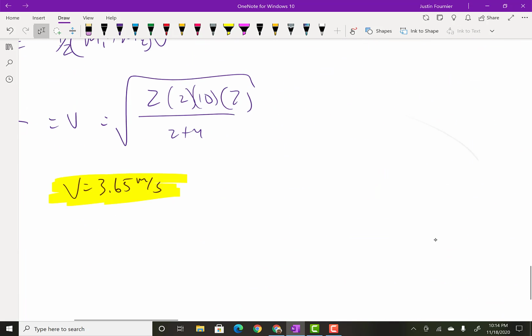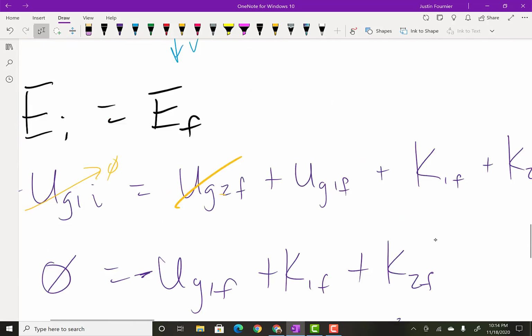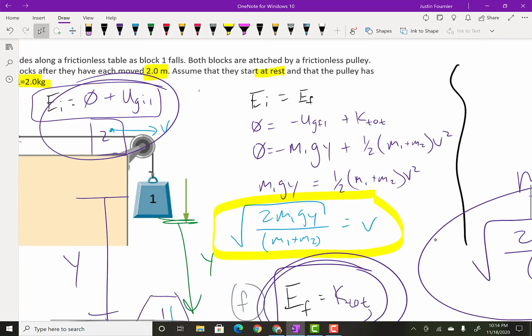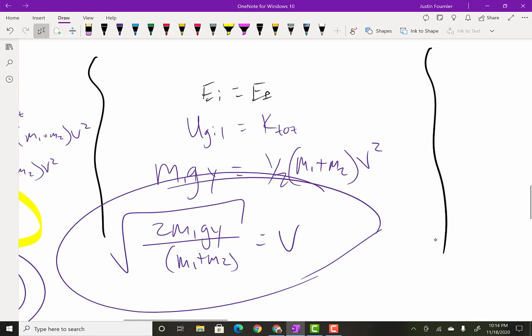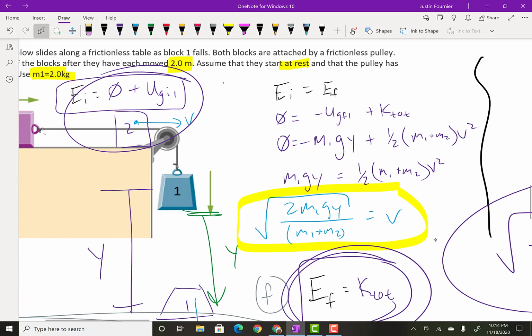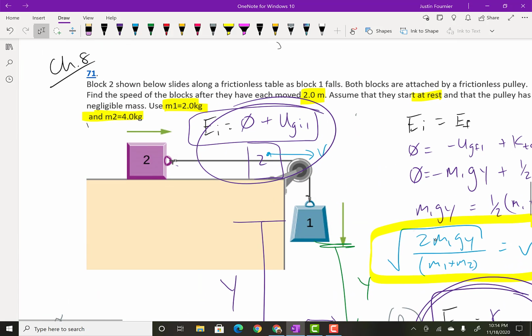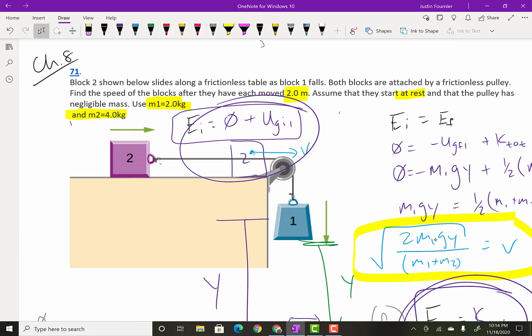So all 3 ways work, and honestly, there's even more ways than what I just showed you here, but I just thought I would show you that because it's kind of cool to show you how energy, no matter what you do, as long as you stay consistent, will give you the same answer.